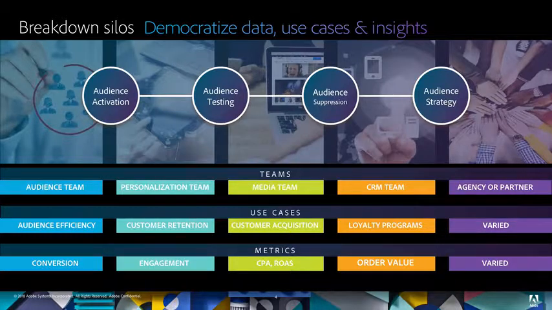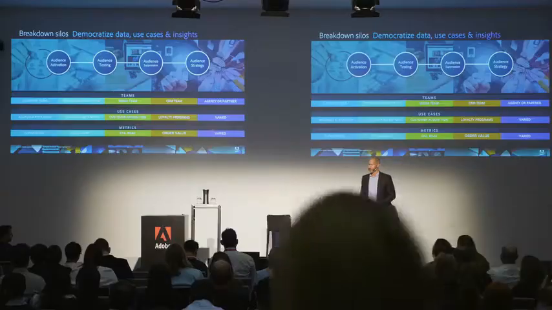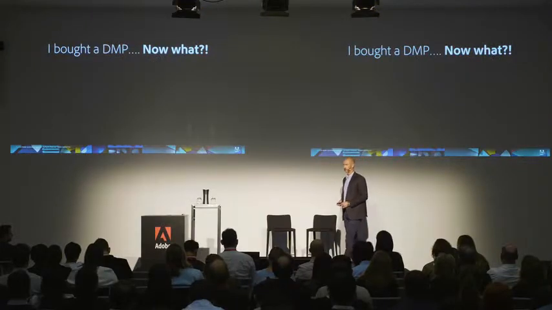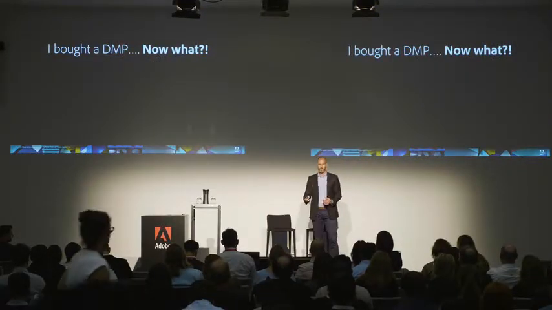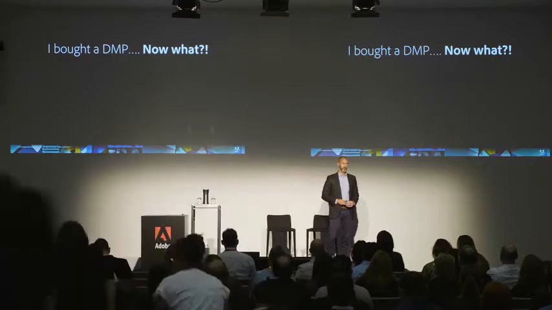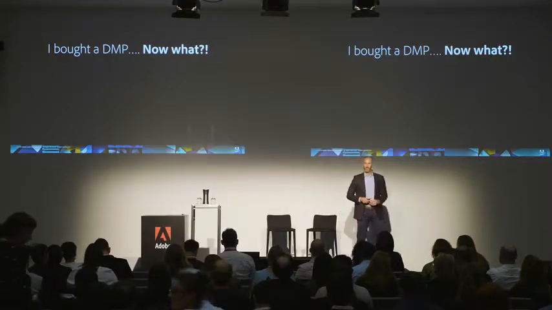And so by its very nature, a DMP is about getting teams to collaborate in new ways, democratizing your data, democratizing your use case and your insights so they can be shared across your entire organization. And that lends itself to a center of excellence to help facilitate that collaboration. So some of you who've purchased a DMP might have been in this position where it's like, okay, I bought this thing, now what? Where do I get started?